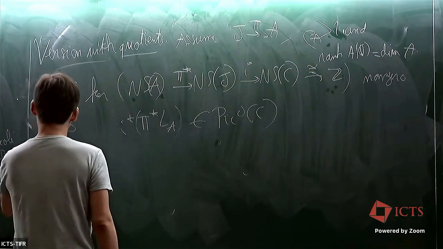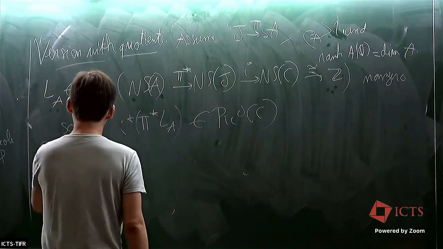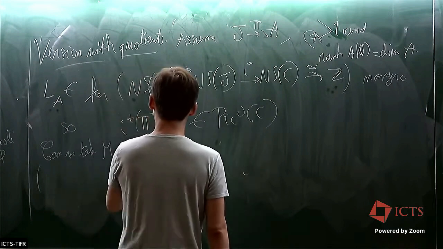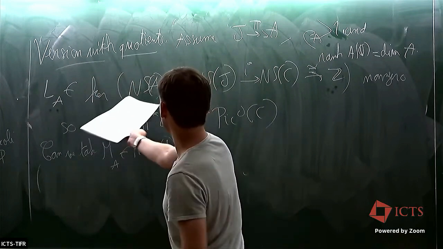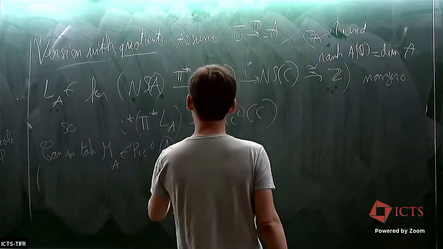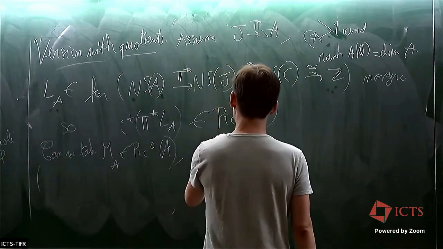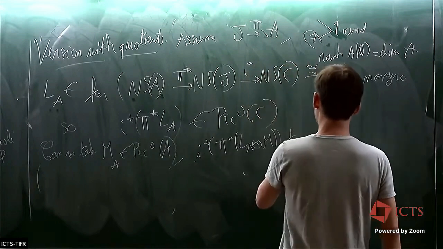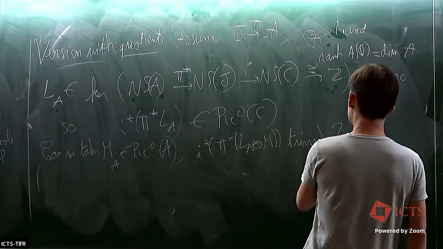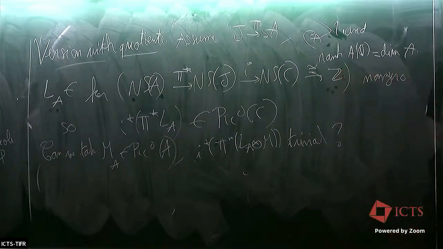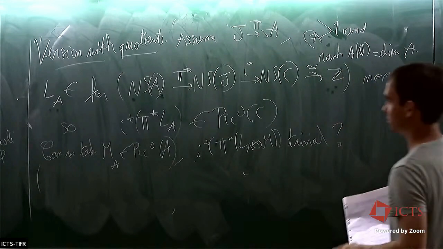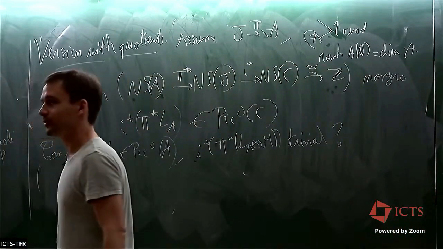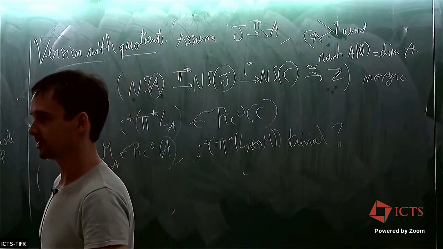So it means, can we take M_A inside Pic 0 of A, so in the kernel, it's in Pic 0 here, such that i star of L_A tensor M would now be trivial? That's what we want to do. We want to make sure that we get a trivial line bundle. Well, it turns out there is a sort of weird obstruction to that. Something is going on.